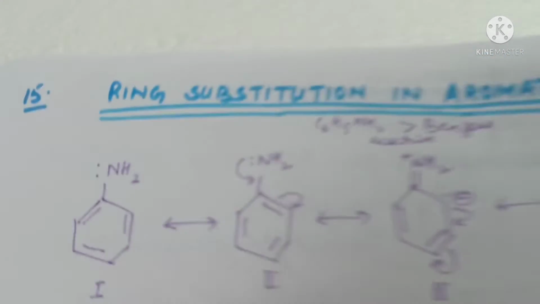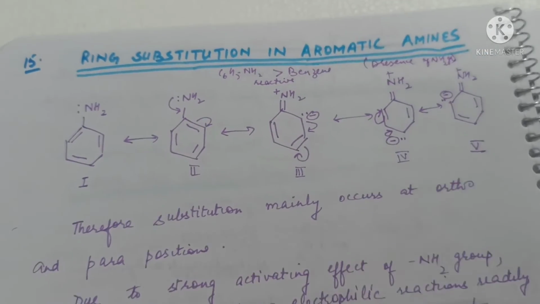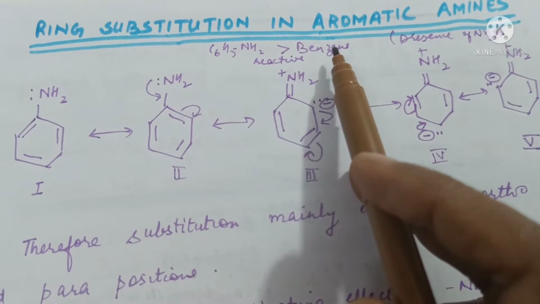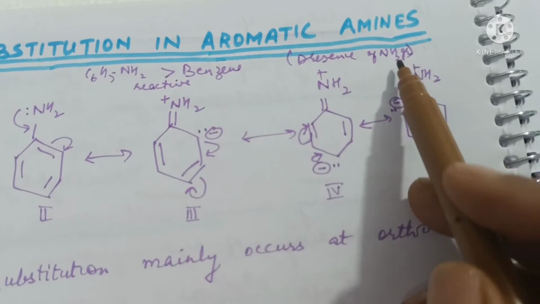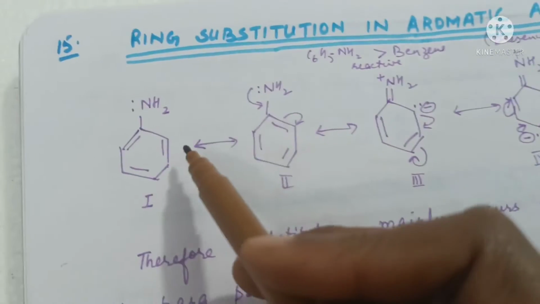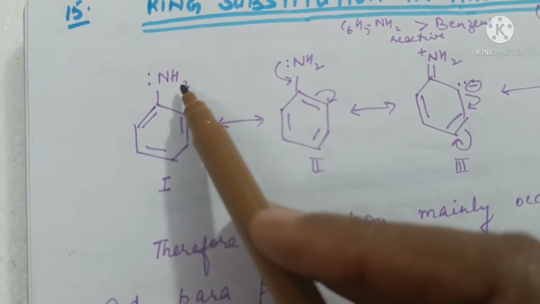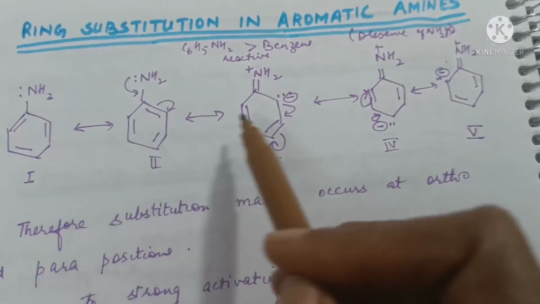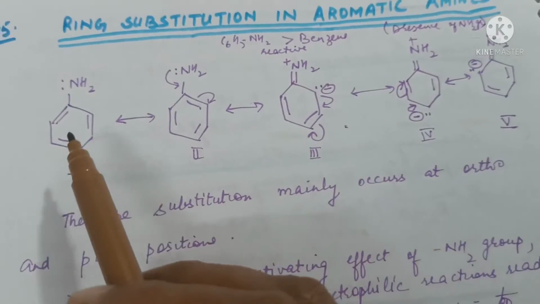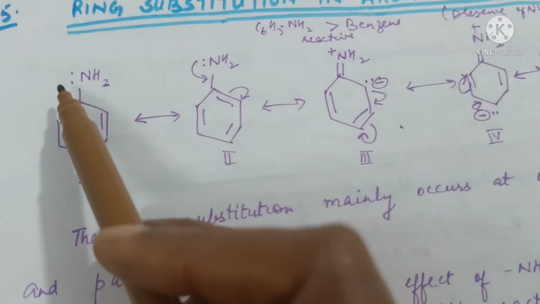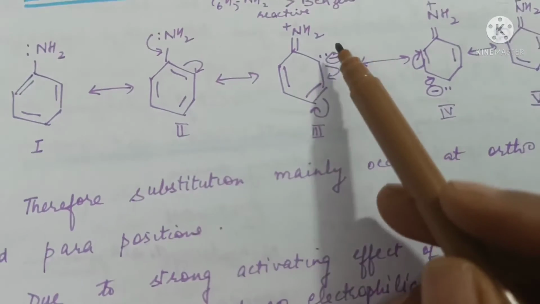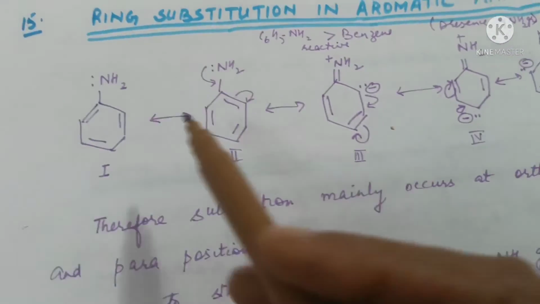Ring substitution in aromatic amines. So aromatic amines are more reactive than benzene because of the presence of the amine group on the benzene ring. This amine group activates the benzene ring. The various resonating structures can clearly show that on activation the electron density increases at ortho and para positions.